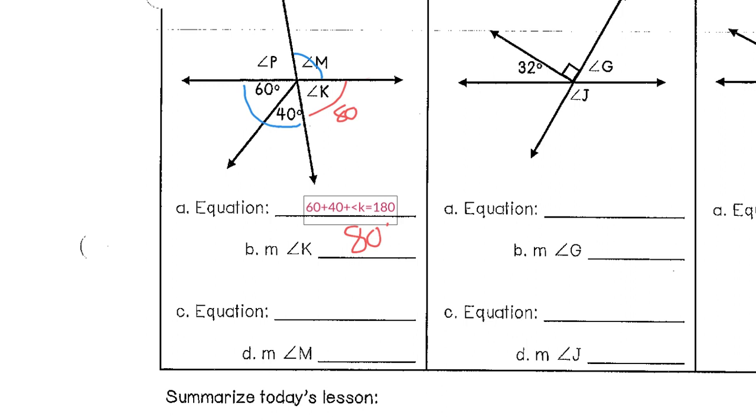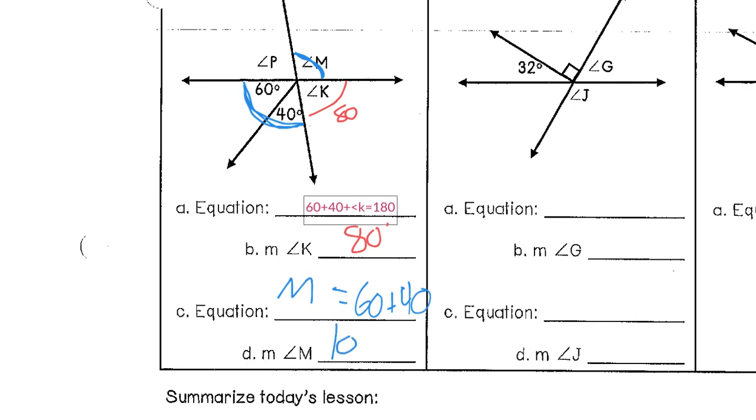I'm going to do this one. I'm going to do the vertical angles option. So I know that M is a vertical angle with these two together, so these two would have to be congruent. That means that M would have to equal 60 plus 40, those two angles together. And 60 plus 40 is 100.